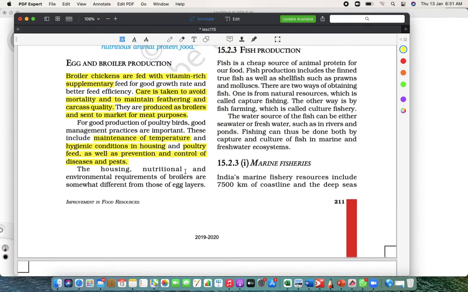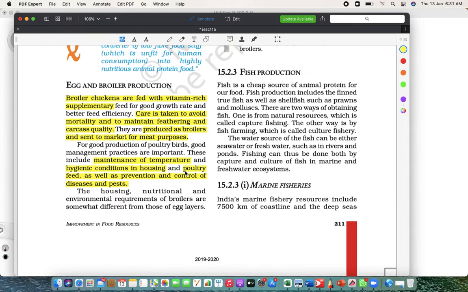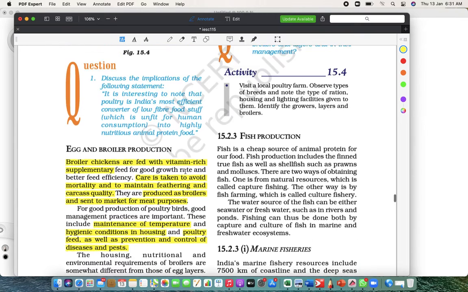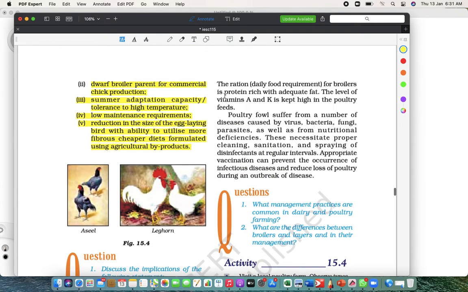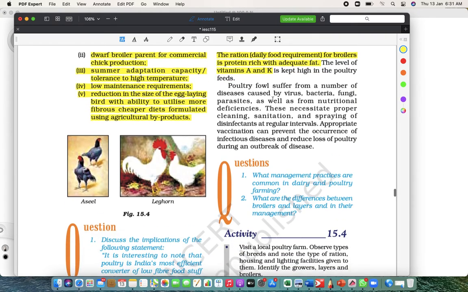Now housing, nutrition and environment requirements for broilers are somewhat different from those for egg layers. Egg layers are those which just lay eggs, and broiler chickens are those which are used for meat. The ration for both requires protein rich feed. Why? From chicken or from egg, you get maximum protein, right? And what vitamins do we get? That is vitamin A and K.